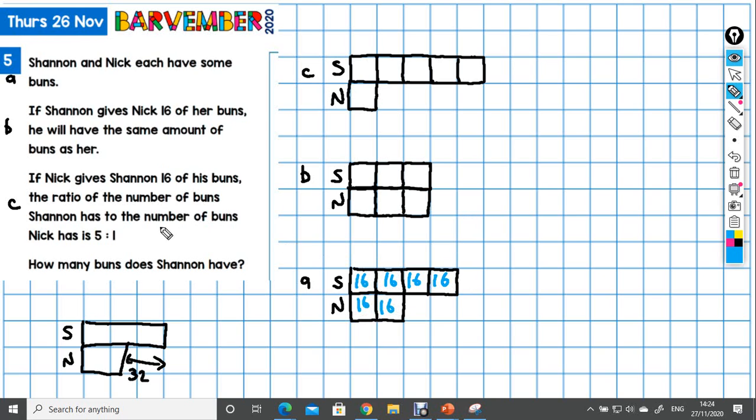And the question we're asked is, how many buns does Shannon have? So that's in scenario A, this is the beginning part. How many buns does Shannon have? That's 16 times 4, which is 64 buns.